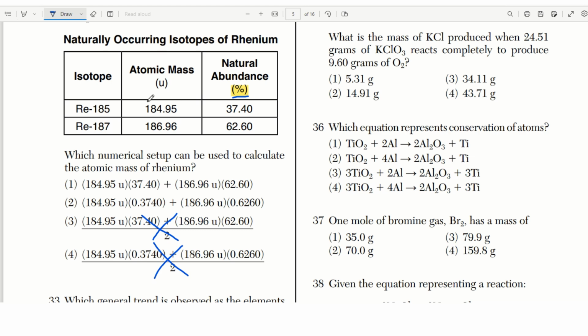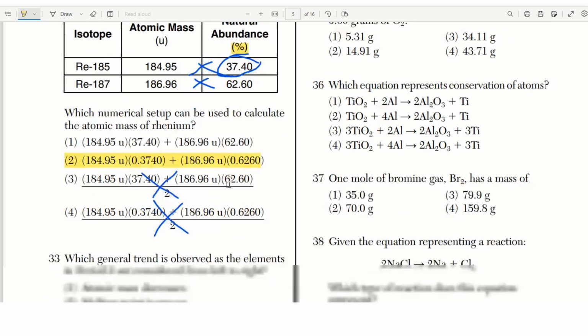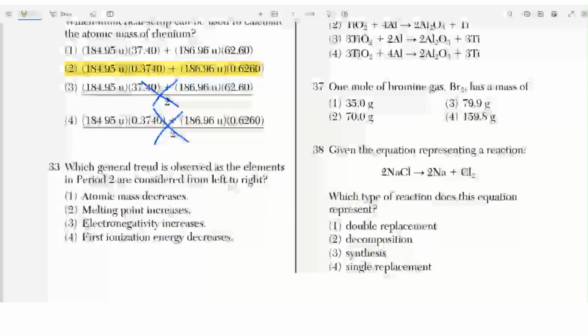What I can do is multiply this number times this number and then divide by 100, and multiply this number times this number, divide by 100, and then add them together. Or I can convert this to a decimal by moving the decimal point over 2 places. And that is exactly what was done here. So again, remember, in order to do math with percents, I have to do the divided by 100 part. All right, and let's see.